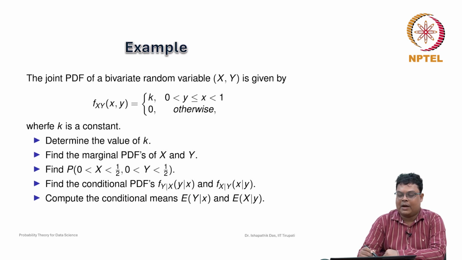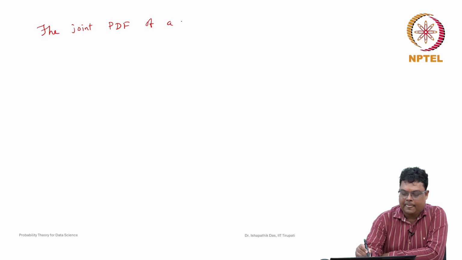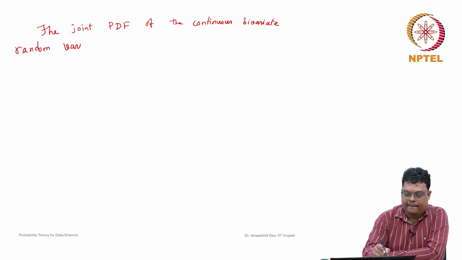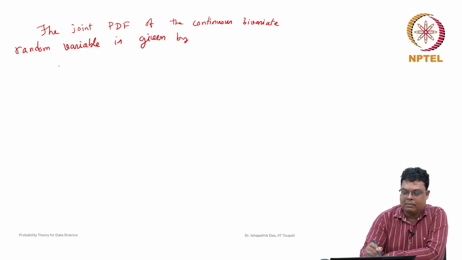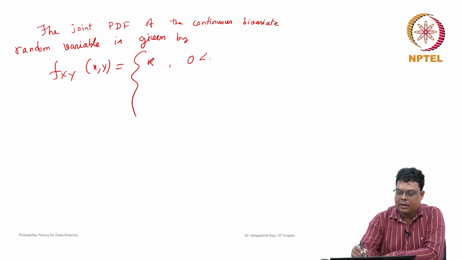The joint probability density function of a continuous bivariate random variable X, Y is given by f of x, y equal to k, a constant because it is a uniform distribution, whenever 0 less than y less than or equal to x less than 1, and 0 otherwise.